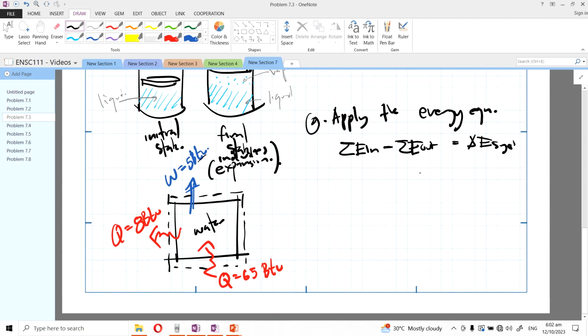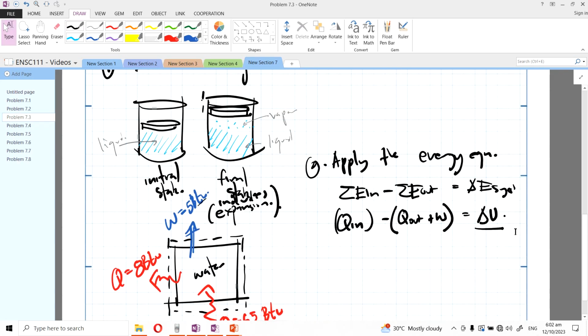Now, what are the energies that are entering or leaving? So we have Q in here, right? So Q input minus we have an output of work and heat. So let's just say Q out plus work is equal to the change in the energy of the system, which is simply delta U. So there's a change in the internal energy.